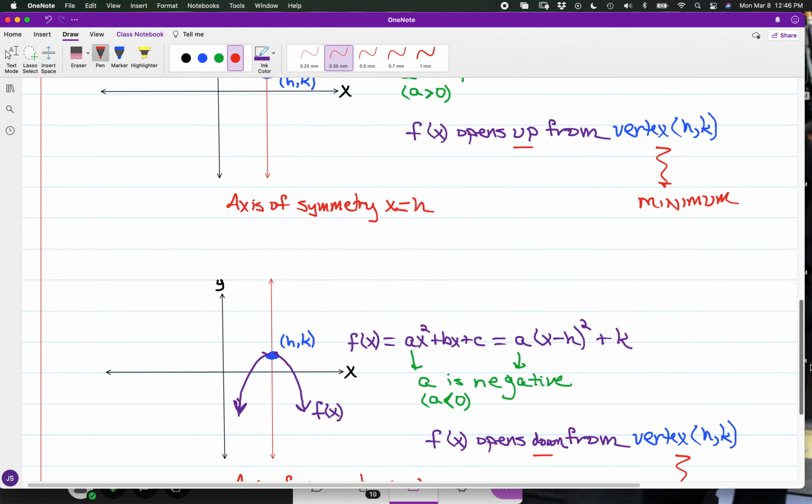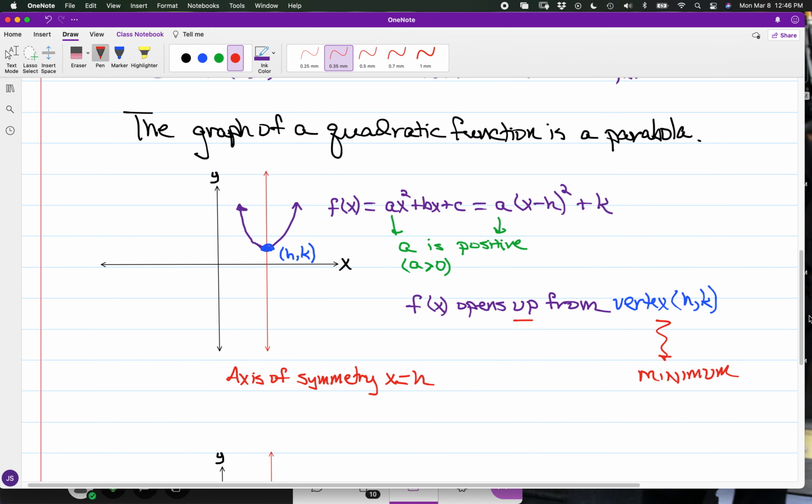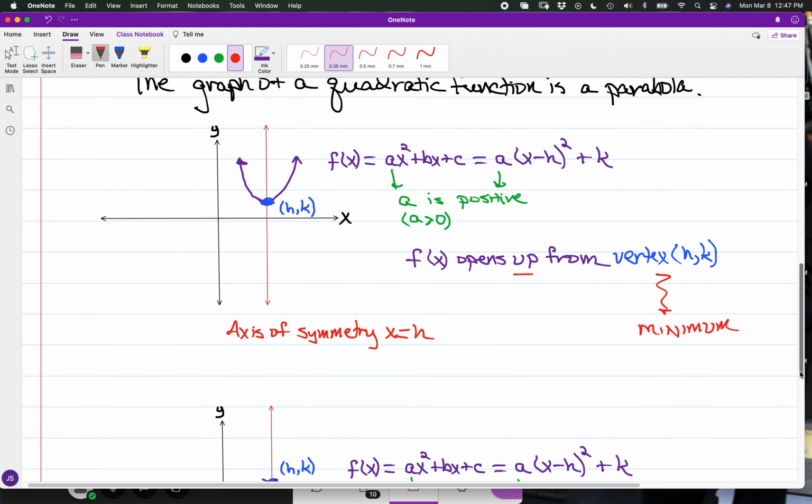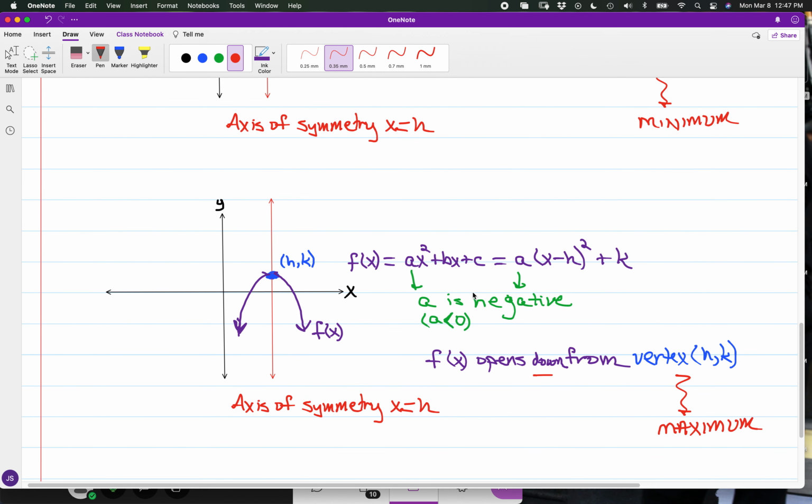So again, in both situations, if a is positive, the graph opens upward, the vertex is at the bottom, and that is the minimum. Then you have the reverse situation: if a is negative, the graph opens downward from the vertex. The vertex is the top point, so that will be regarded as the maximum of the function.